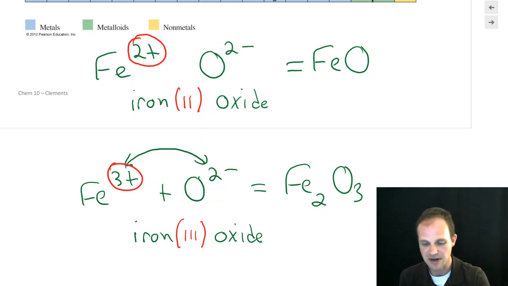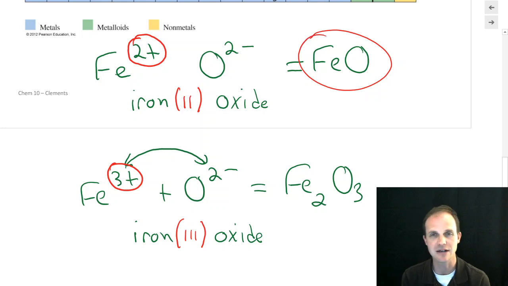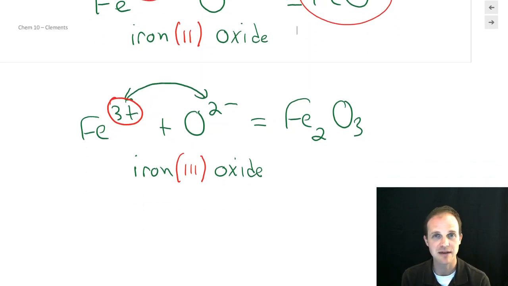So the first one up here, FeO, I wouldn't call it iron oxide. I call it iron 2 oxide. We just say the 2 out loud. We don't say the Roman numerals. And the one on the bottom, Fe2O3, I call iron 3 oxide.